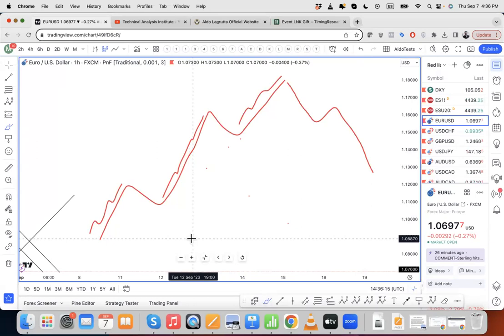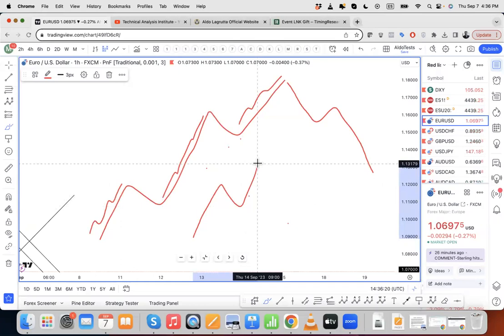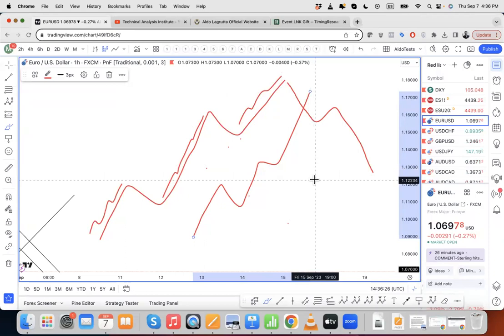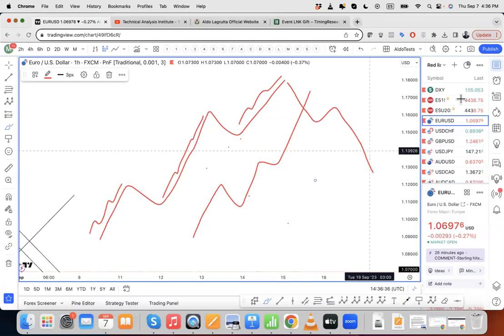Now let's see this one. We have a wave 1, a wave 2, a wave 3, a wave 4, and a wave 5. Does this qualify as an impulse? Somebody says yes, and I want to know why. The answer to the why would be that because it respects the three rules. But the correct answer is no, and we'll see why.